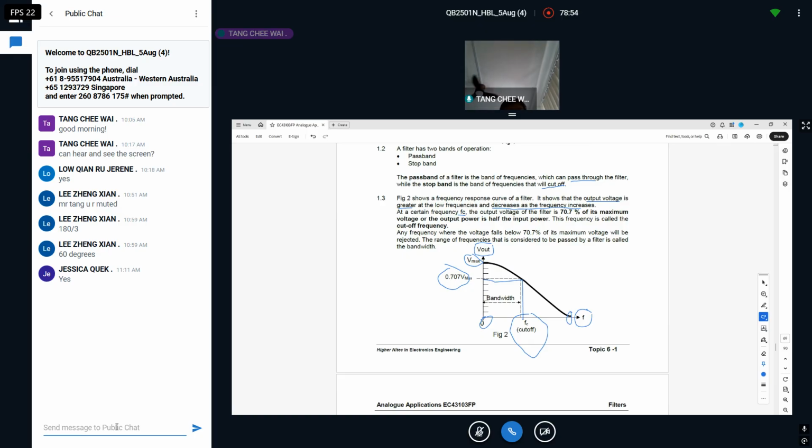This is what I try to describe to you and at the same time relate to the diagram. Here they mention any frequency where the voltage falls below 70.7% of the maximum voltage will be rejected. So anything after the cutoff, we don't want.